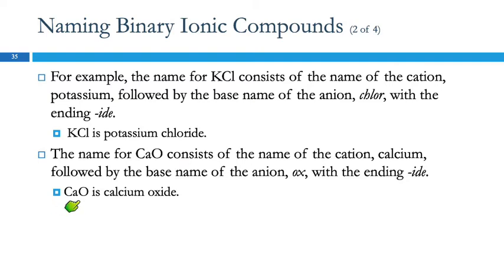Here, CaO, the first element is calcium. We find calcium on the periodic table, group 2A. If it's in group 1A, 2A, 3A, zinc or silver, no Roman numeral. Just calcium, and oxygen becomes oxide. Okay?